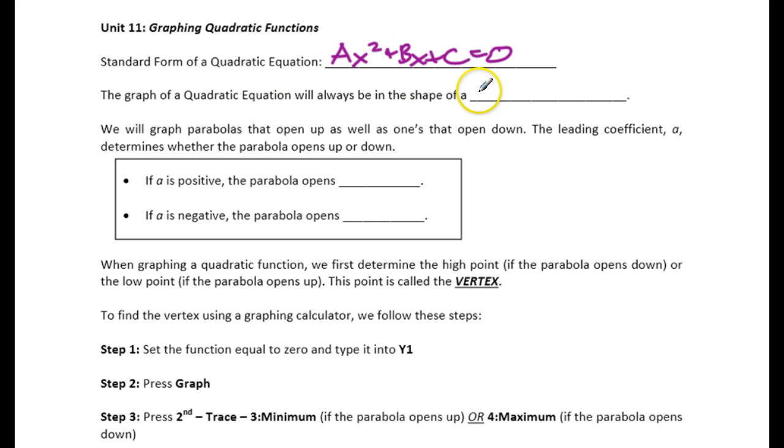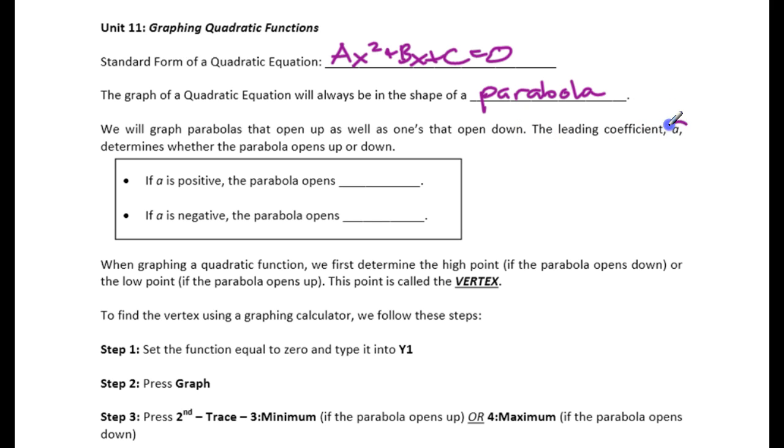Now the graph of a quadratic equation will always be in the shape of a parabola. Okay, that's what this shape is officially called. I've been using that word in the other podcasts. Alright, so we'll graph parabolas that open up as well as ones that open down.